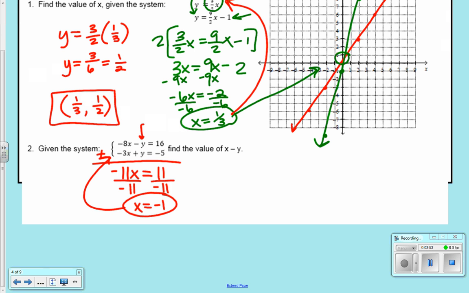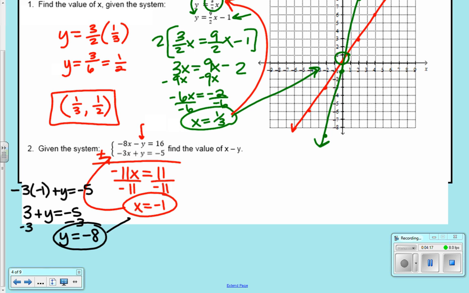I'm going to do the bottom one, just for kicks. Negative 3x. I'm going to plug in the... oh, no. Sorry, thought I had y. I'm going to do negative 3 times negative 1 plus y equals negative 5, because I'm plugging in for x. So I've got 3 plus y equals negative 5. So y equals negative 8.